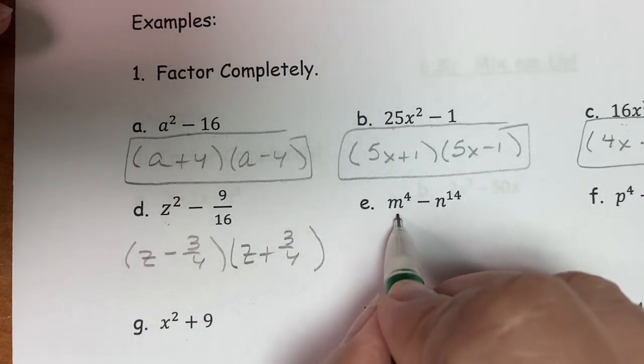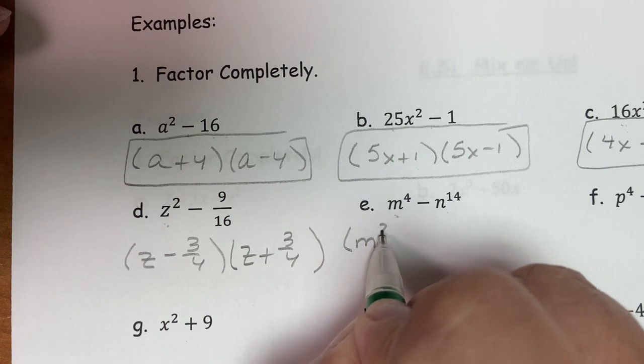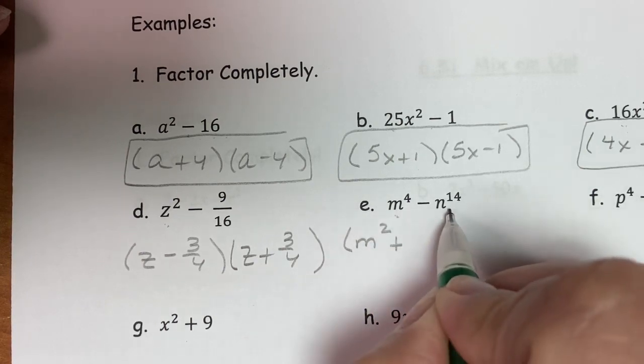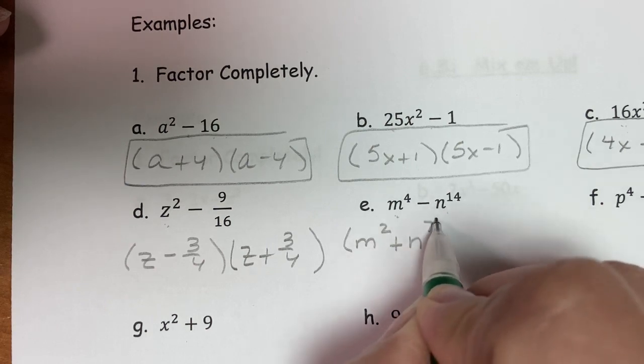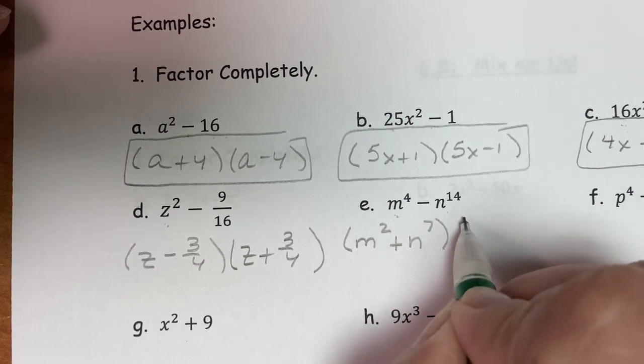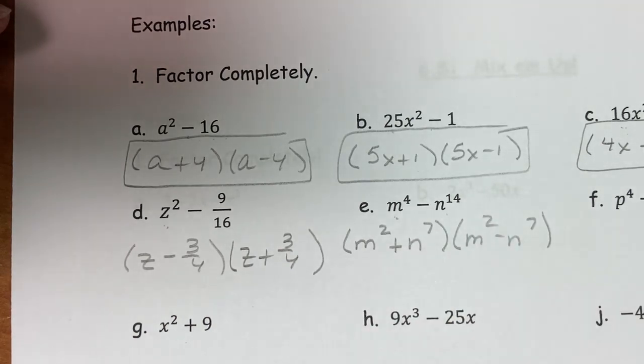How about this one? Is it a difference of 2 squares? Sure is. What's the square root of m to the 4th? It'd be m squared plus, what is the square root of n to the 14th? That would be n to the 7th. Take half of the exponent. Times m squared minus n to the 7th.